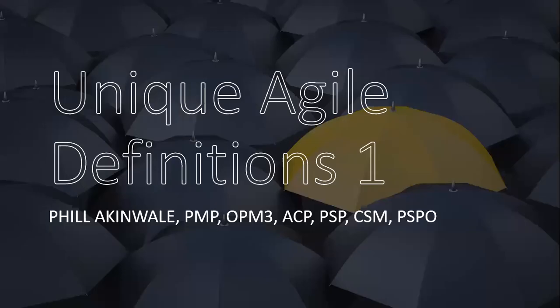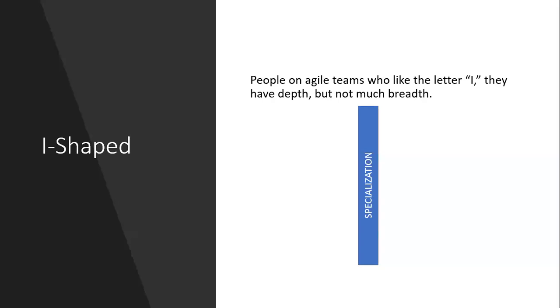Unique Agile definitions, number one. So if you watched my last episode where I had 100 Agile terms to know for your PMP exam, you might realize we talked about I-shaped and T-shaped and paint drip. Let's talk about these one by one.